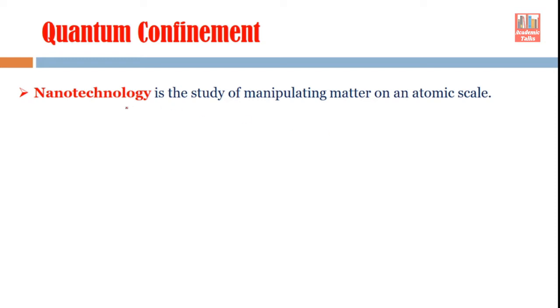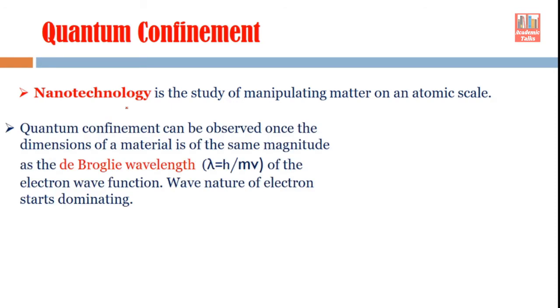Now you understand very well what nanotechnology is. It is actually the study of manipulating matter on the atomic scale, and when the dimensions become very small, quantum confinement effects come into the picture. We discussed that quantum confinement is normally observed when the dimensions of the material become comparable to the de Broglie wavelength. The de Broglie wavelength is given by this formula. Actually, at these dimensions, the wave nature of the electron starts dominating.